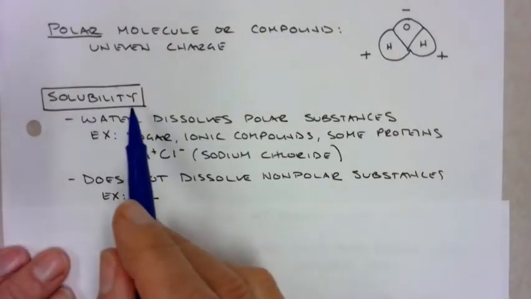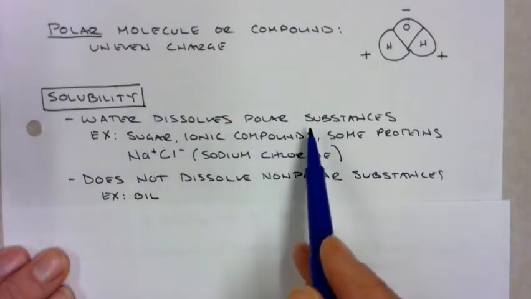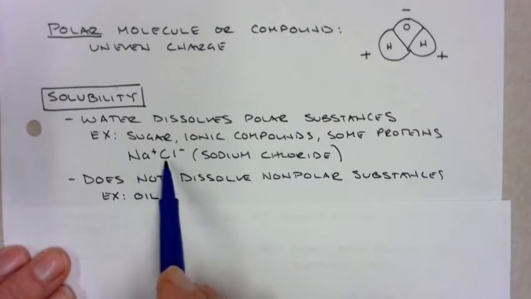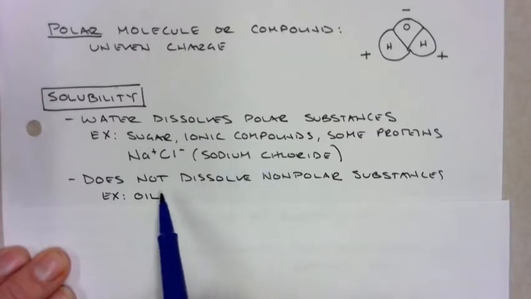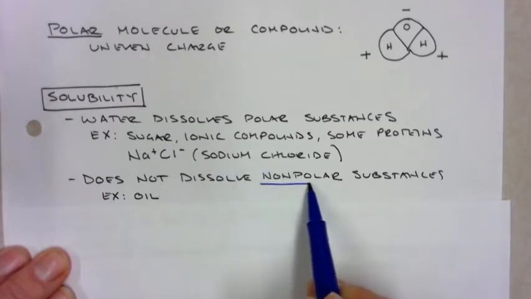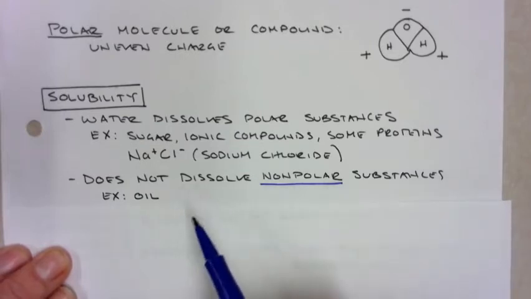Let's talk about the solubility of water. Water dissolves polar substances, so those are like substances. For example, sodium chloride has a positive and a negative charge to it, so water will dissolve it. Whereas it does not dissolve non-polar substances. If you think of salad dressing, the water and oil don't mix together.